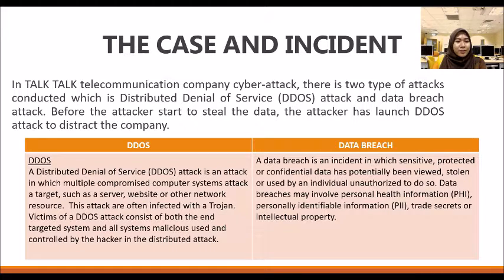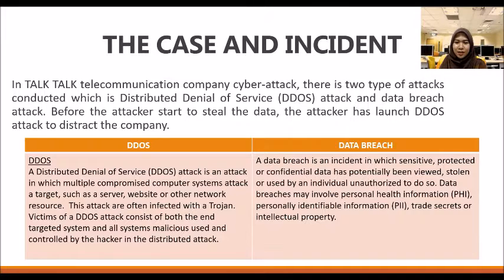First, DDoS is a distributed denial of service attack. It is an attack in which multiple compromised computer systems attack targets such as servers, websites or other network resources. These attacks are often effected with a Trojan. Victims of a DDoS attack include both the targeted system and all systems maliciously used and controlled by a hacker in the distributed attack.